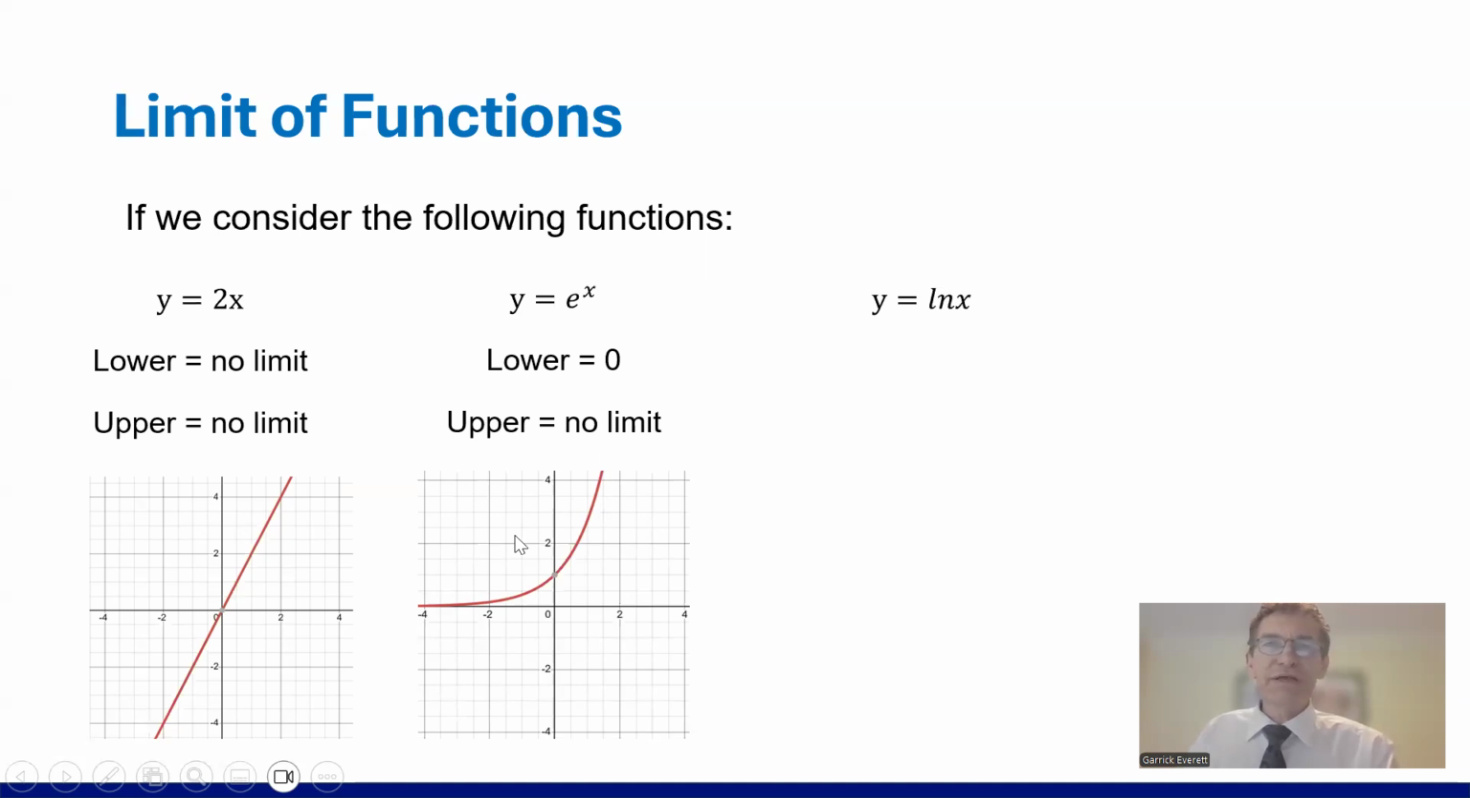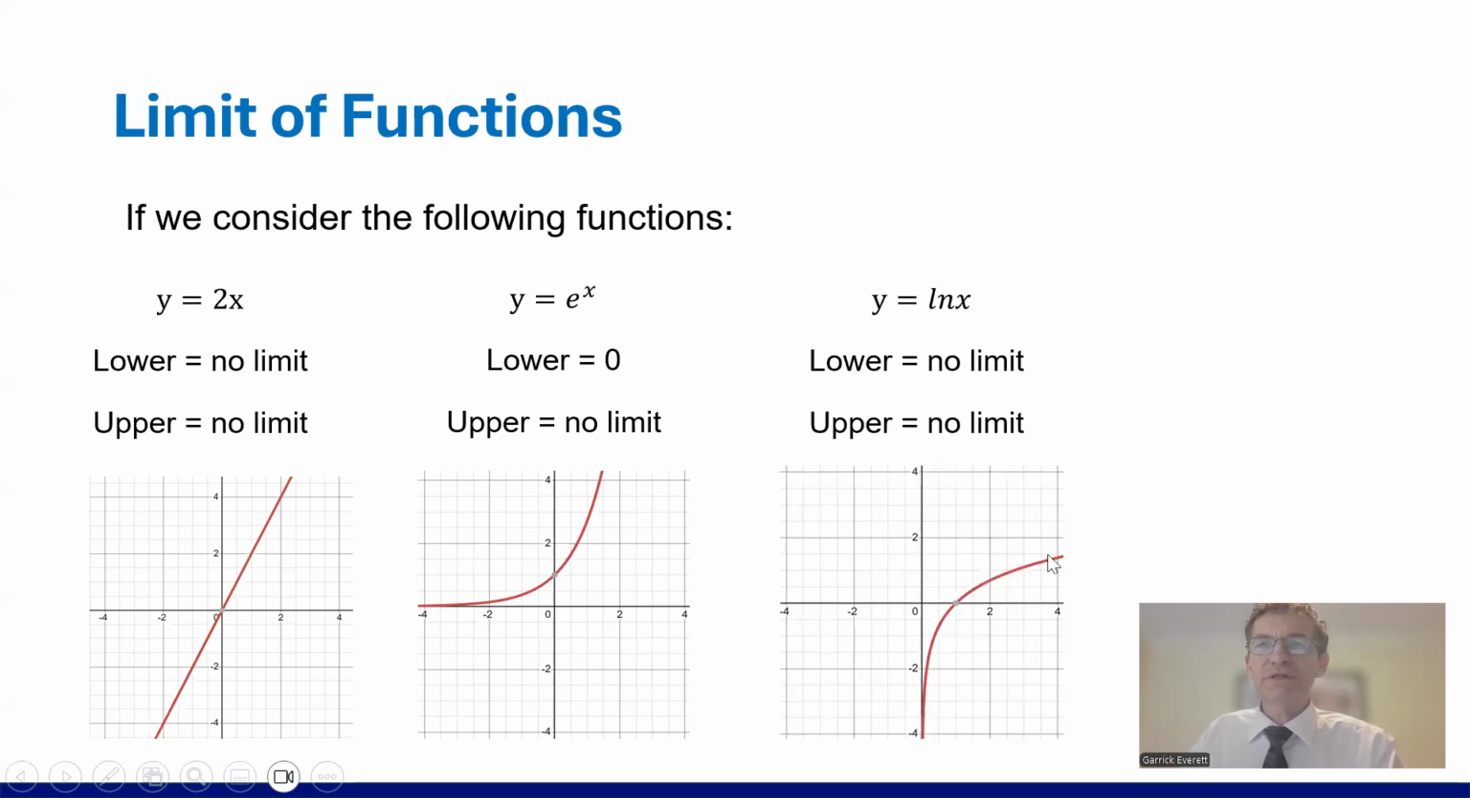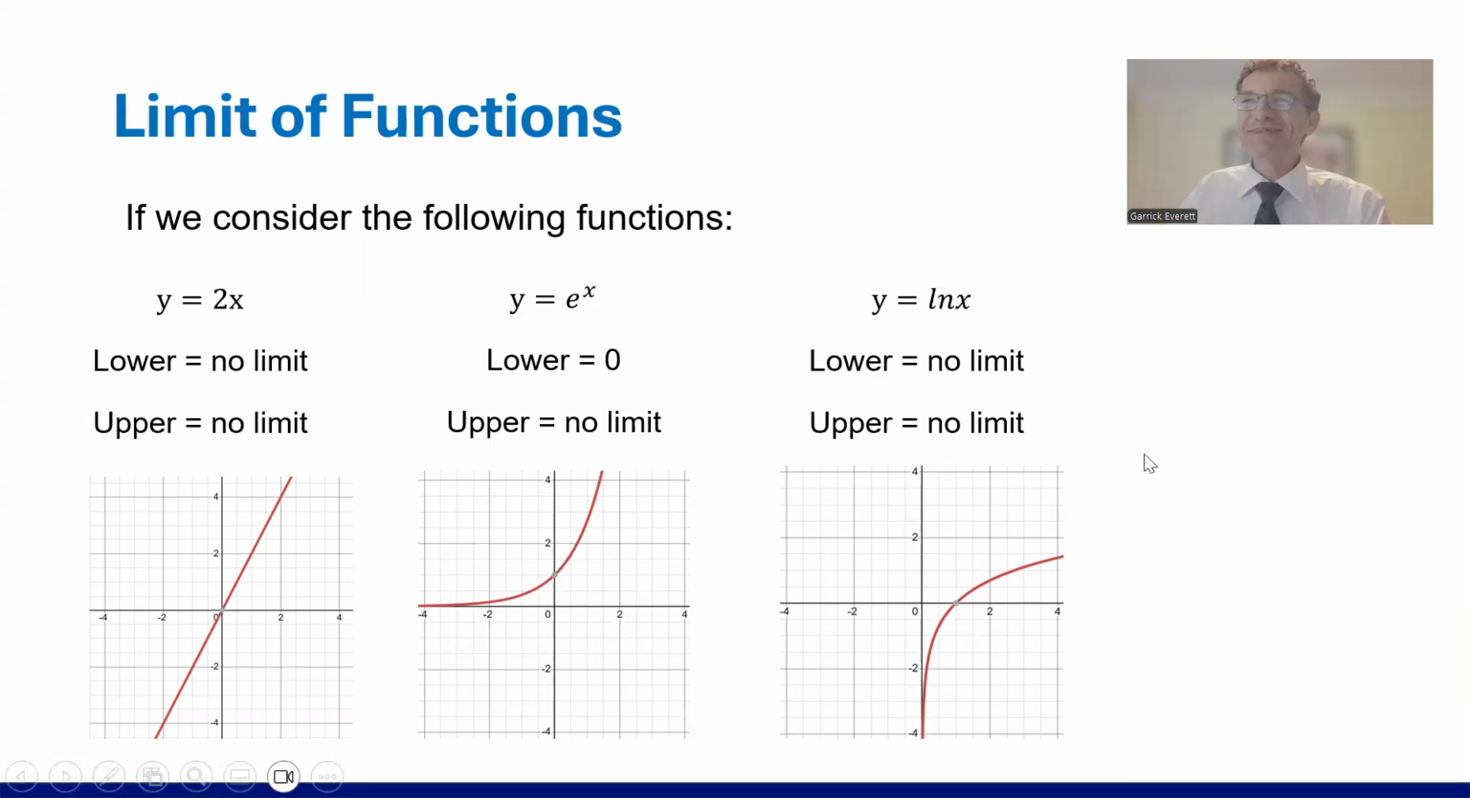Next, y equals ln x. You should know that if you draw not y equals 2x, but y equals x right through there, y equals ln x is the mirror image. Hopefully you recall that. The lower, there is no limit. It goes down forever. The upper, there is no limit either. That goes up forever.